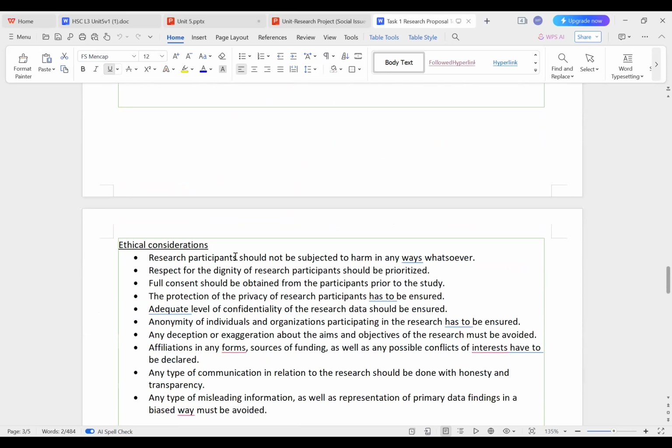So your research participants should not be subject to harm in any way whatsoever. Respect for the dignity of research participants would be prioritized. You would want to take full consent from the participants before the study starts. The protection of the privacy of the research participants has to be ensured. You would want adequate level of confidentiality of the research data.